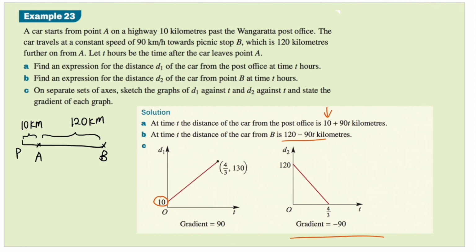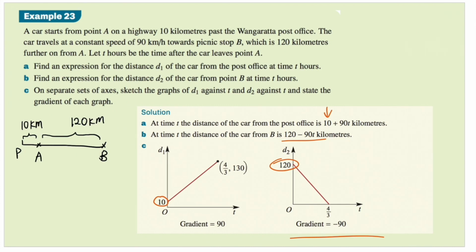Now, look at the d2 graph. The d2 graph has a negative gradient. The line is decreasing. The starting point is easy. It's (0, 120), because when time is 0, the car is 120 kilometers away from point B. The end point is when the distance becomes 0, since d2 denotes the distance between points A and B. When the distance between these 2 points becomes 0, it means that the car has arrived at point B.